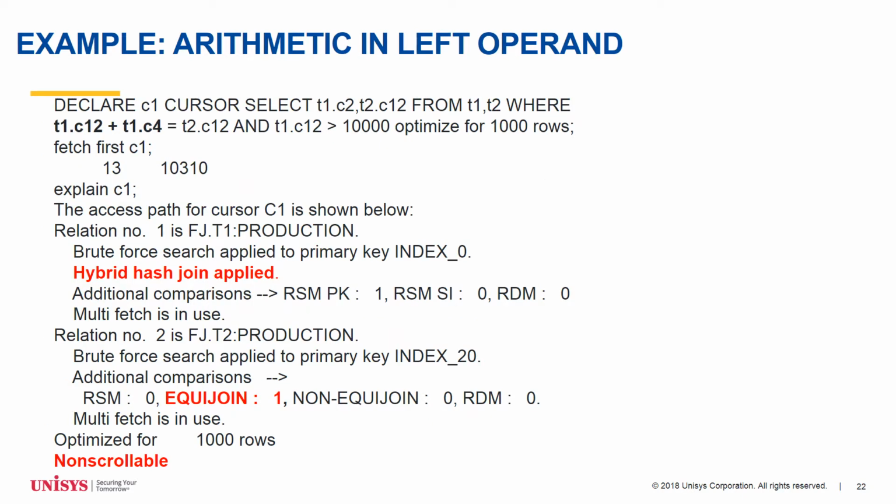Here is an example where the hash join predicate's left operand is the result of an arithmetic expression, T1.C12 plus T1.C4. Optimized for 1000 makes the result set non-scrollable, and column C12 in table T2 is not a leading key column of an index in table T2.